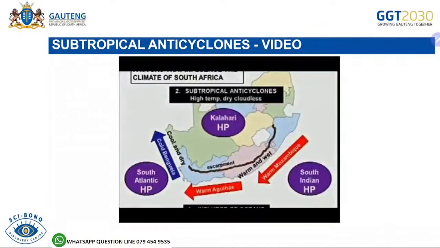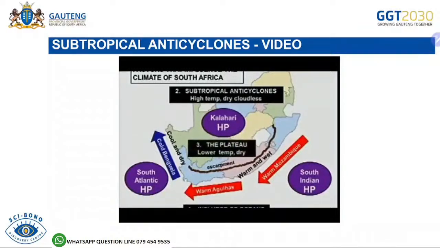Okay, so let's have a look at this. Here we've got the Kalahari high pressure, and here we've got the South Atlantic and the South Indian high pressure. As we progress, you will see that the South Atlantic and the South Indian high pressure play a very, very important role when it comes to line thunderstorms, and your Kalahari high pressure plays a very important role when it comes to the SA bergwind conditions. So you must know the role of each of these. We'll have a look at this within the next few minutes.